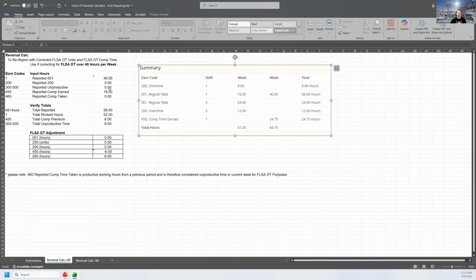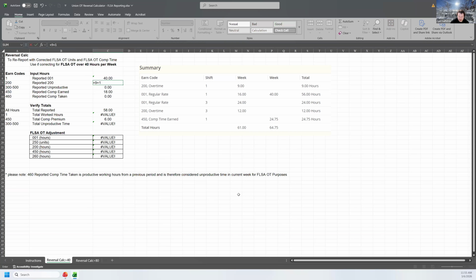Okay, last one. Let's do this again. So regular weight, I got plus 16 plus 24. Okay, 40. Reported 200, I got plus 9 plus 12, plus 9 plus 12, okay. And 0, 0, 0. Total hours reported, 61. Yep, matches. Total hours worked, 61. That makes sense.